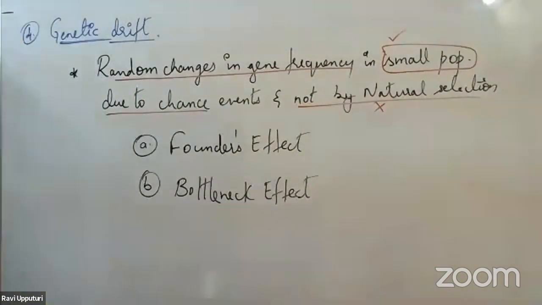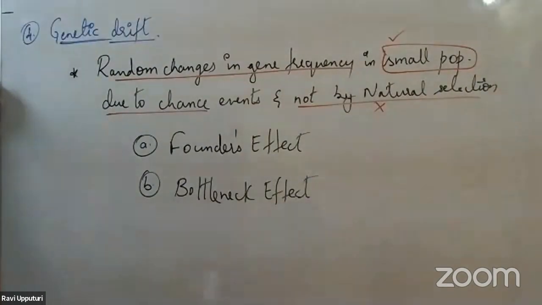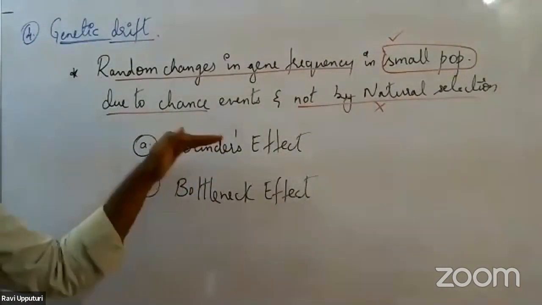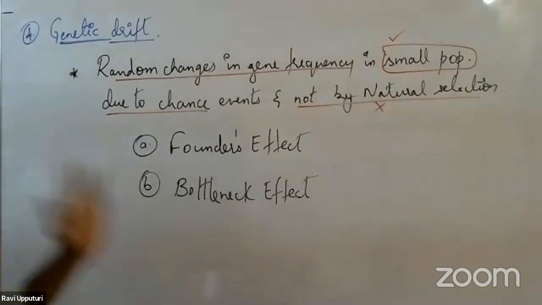So four evolutionary forces we have seen so far. One is natural selection. Under natural selection, we spoke about stabilizing selection, directional selection, and disruptive selection. The second one we saw was gene flow or gene migration. The third one we saw was genetic load, and the fourth one we are taking up is called genetic drift. Under genetic drift, we have two examples: the founder's effect and the bottleneck effect.